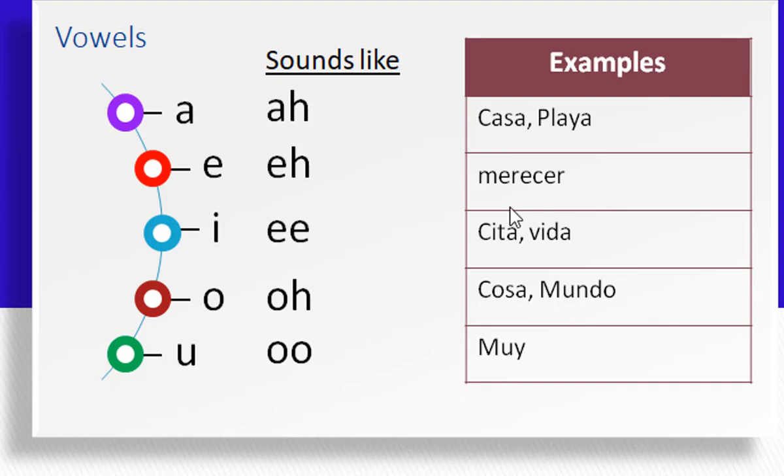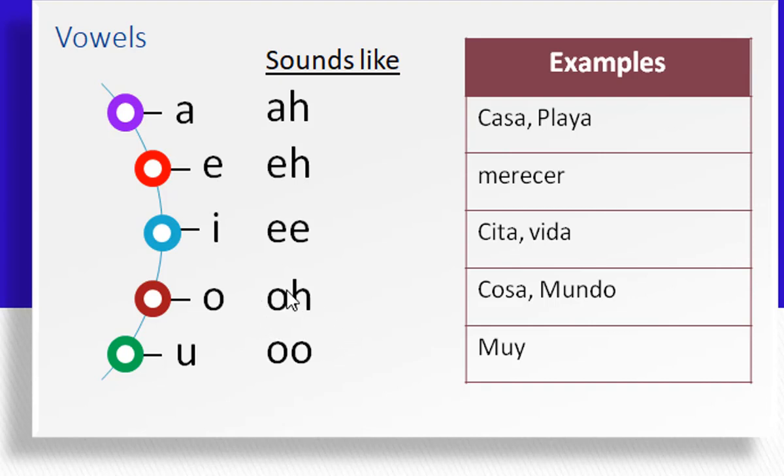Moving on to the second vowel, E. Merecer, merecer. Merecer is a verb which means to deserve. So if you notice, the Spanish I has the sound just like English E. And the examples are Cita. Cita means date or an appointment. Vida, vida means life.